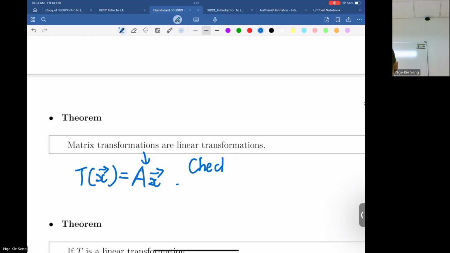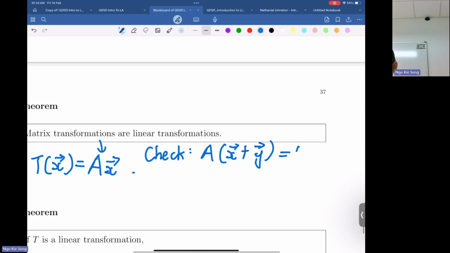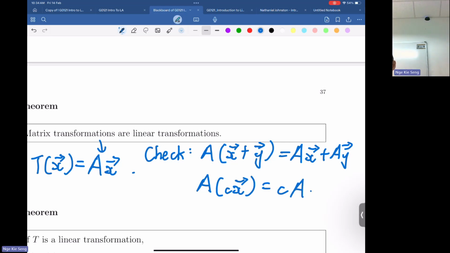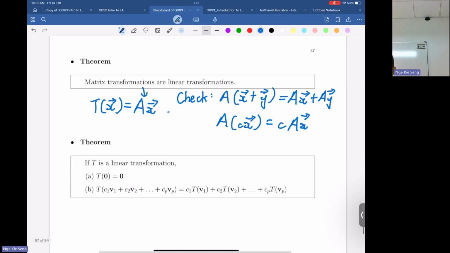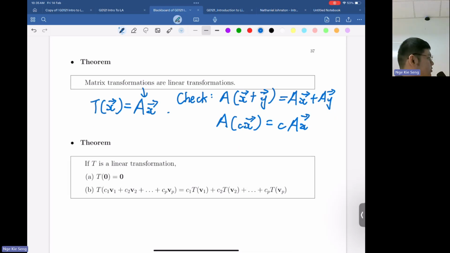So check that A times (x plus y) equals Ax plus Ay, and you check that A times cx is equal to c times Ax. Okay, you need to check this. Basically, how to check this? You need to spell out every term and then do the matrix vector multiplication. It's not too hard to check, but I don't think you need to worry too much about this part for the exam. But if you are interested, you should prove it because it's an easy proof here.